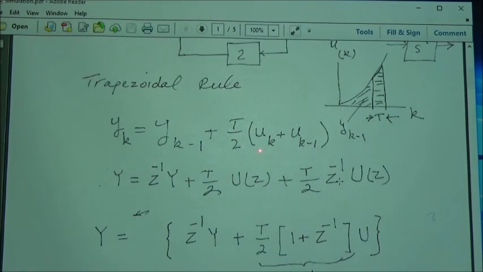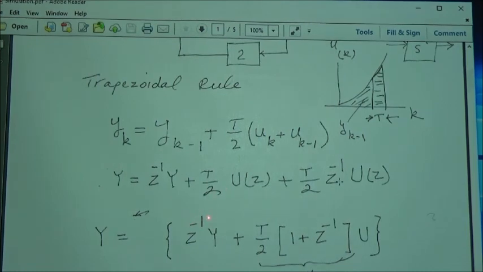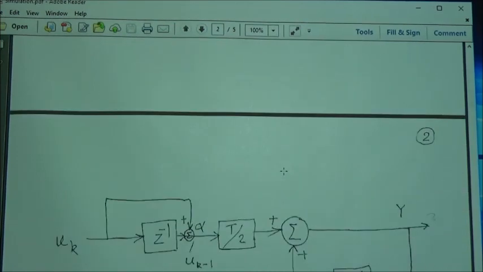Then T over 2 times u of z, plus T over 2 times u of k minus 1, which would be z to the minus 1 times u of z. In this way, we can put it into a more compact form. You have z minus 1 times y plus T over 2, 1 plus z to the minus 1, times u. So this is now a z transform version of the trapezoidal integration rule.